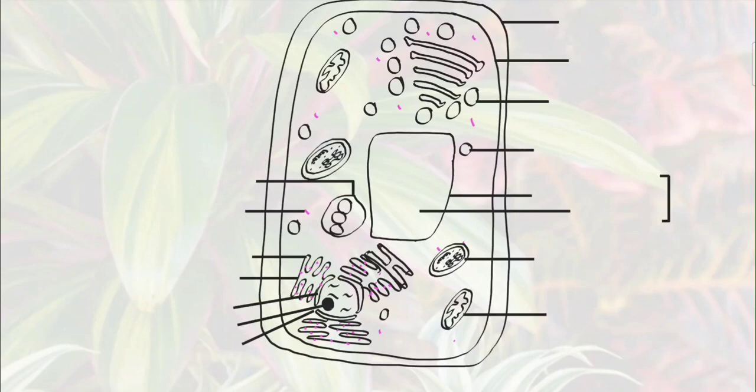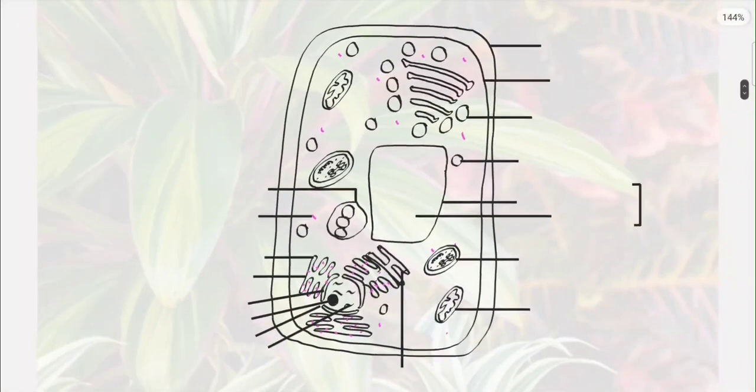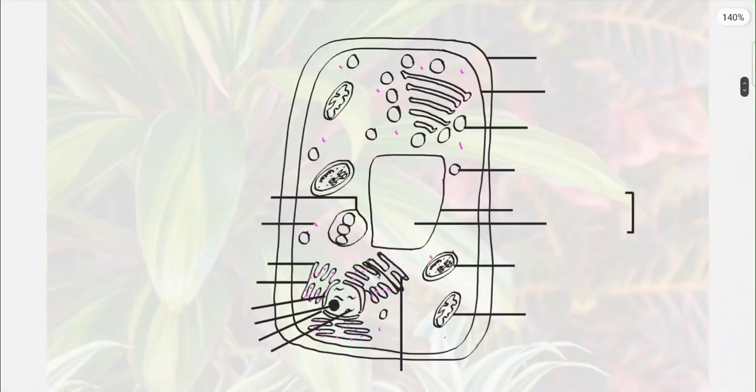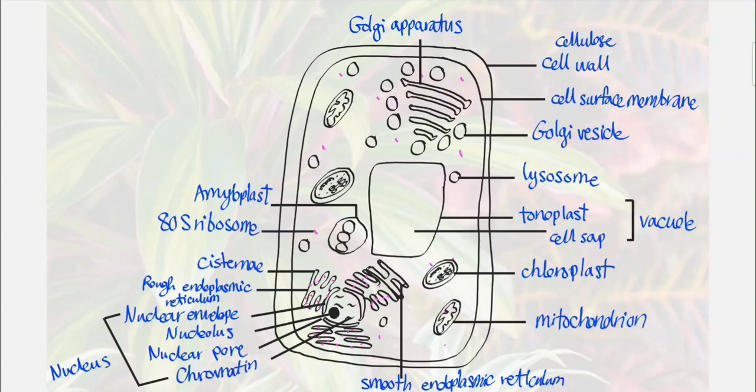Nuclear membrane. Chromatin. These are our labels. Smooth endoplasmic reticulum. Okay, let me add my labels now. And here you go. Now let's move to the chloroplast section of this class.